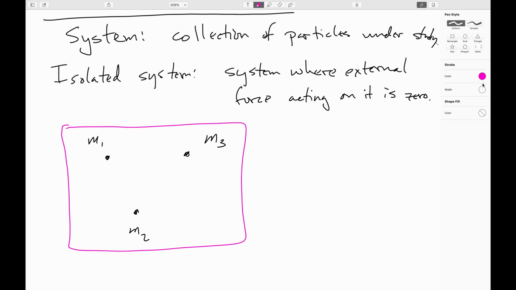Now, these particles are doubtless feeling multiple forces acting on them. For instance, they're probably interacting with each other. So let's say they're, at the very least, interacting with each other gravitationally, right? So there would be, say, a force on particle 1 due to particle 3. And over here, there would be a force on particle 1 due to particle 2.